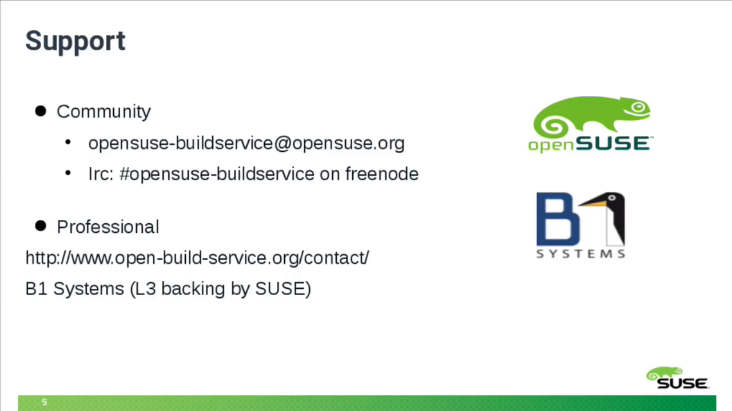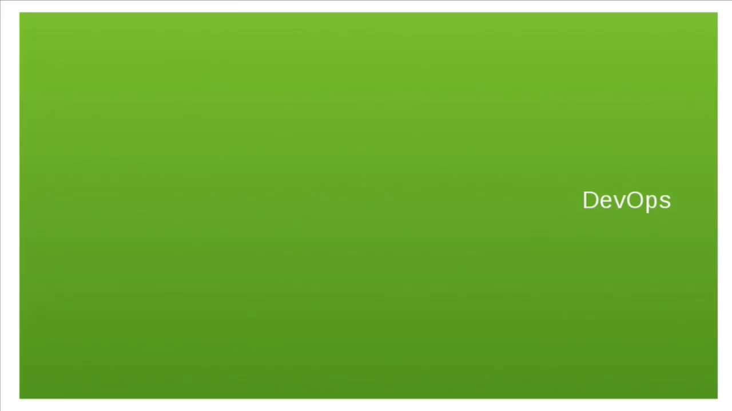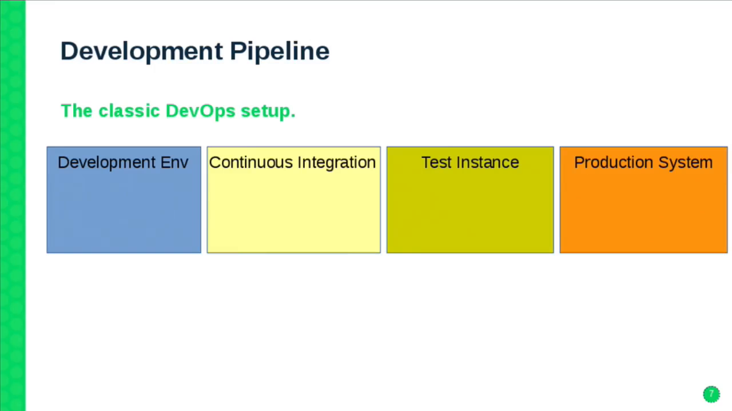So DevOps. There are different definitions of DevOps. But usually what you find there is you have four phases. You have a development environment, the workstation of the developer often. Then you have some continuous integration system somewhere, some system where you gain trust in the changes the developer is doing by automated testing. You have a test instance somewhere, where you can see what's the visual result, or you can do more detailed testing, and you have your production system. And DevOps describes how the process is from the beginning to the end.